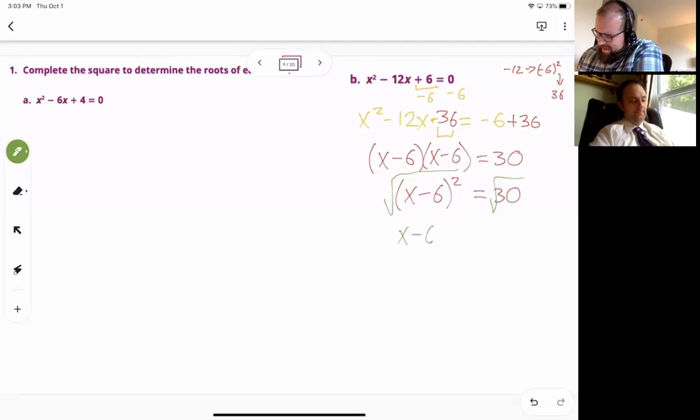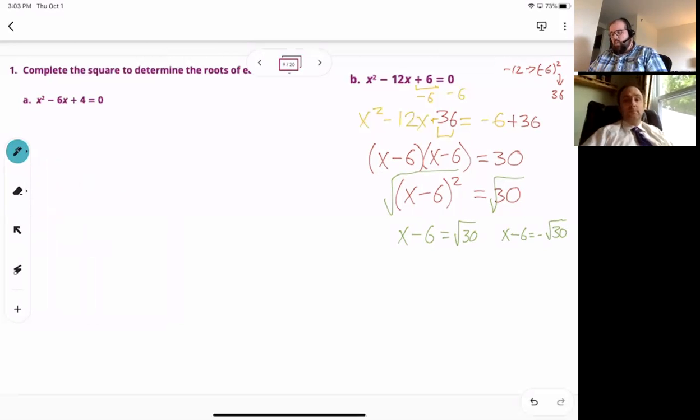And we know that's going to be x minus 6 is equal to, oh, that doesn't come out nice. I'm going to be lazy. I'm just going to write that as the square root of 30. And then I'm going to do the same thing. X minus 6 equals the negative square root of 30. Can the students be lazy like that? Absolutely. I would usually prefer that because this is a decimal. This is easier for me to see what you were thinking than having a decimal answer.